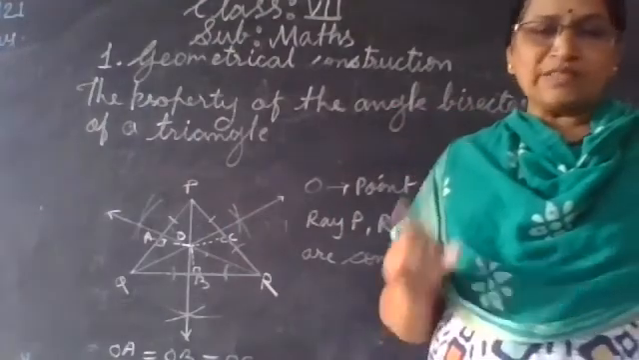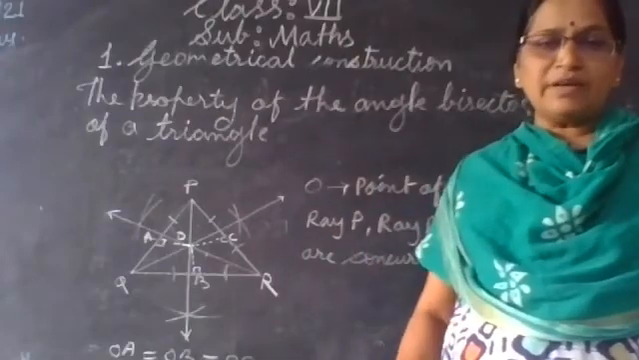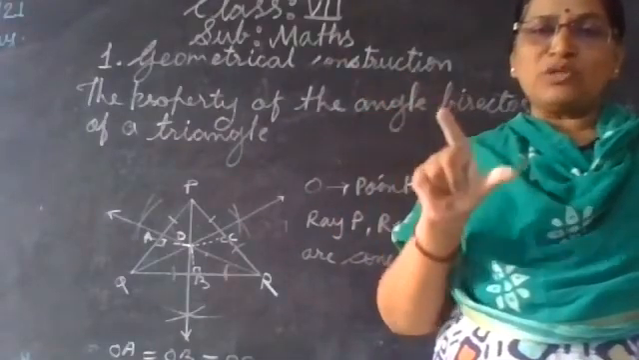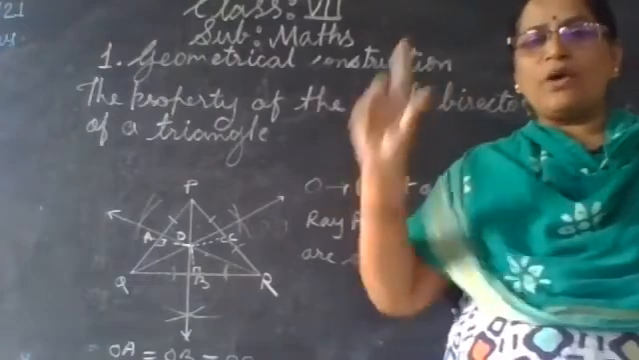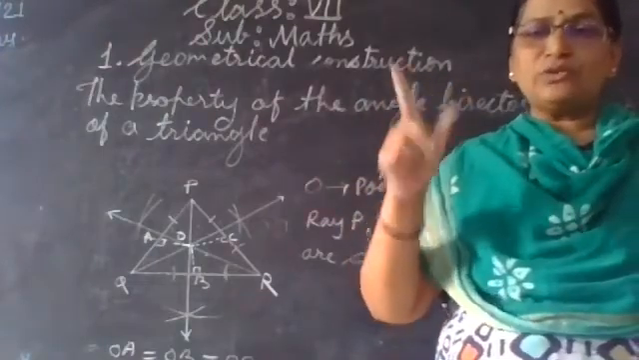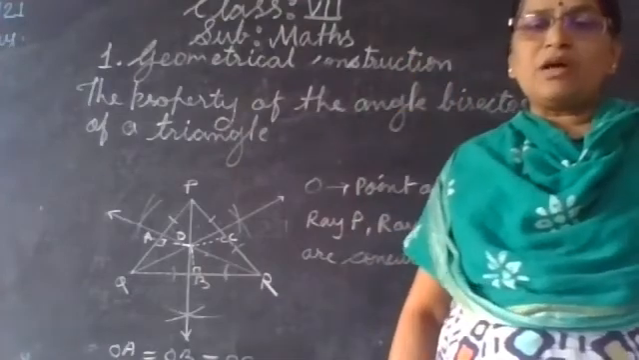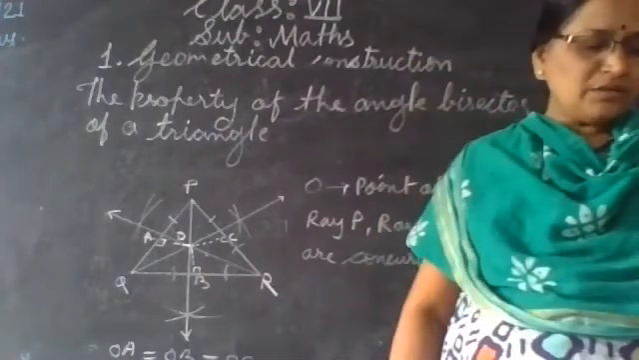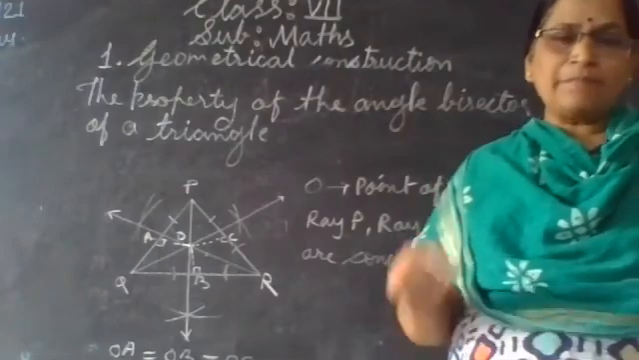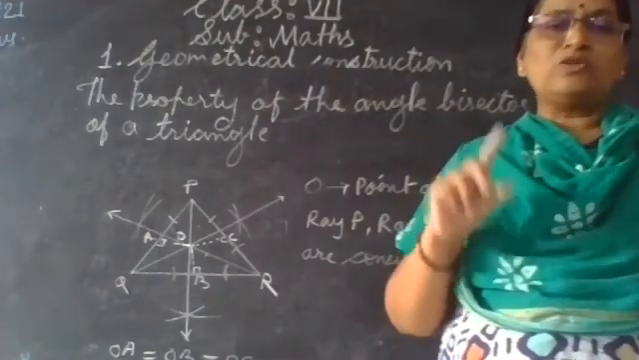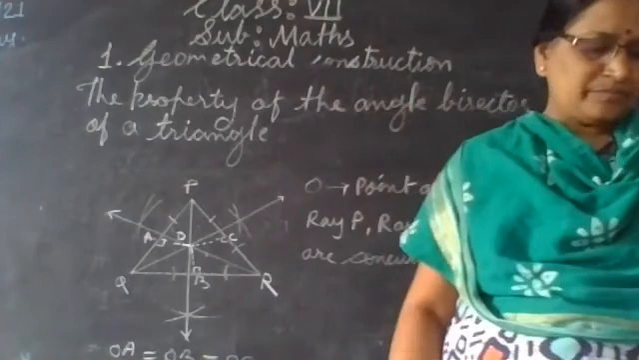And do you know how to bisect? First, draw a line segment, then take a distance more than half and draw an arc above and below the line. So draw 2 arcs and draw a line passing through those 2 points. So you will get a perpendicular and also it is a bisector.